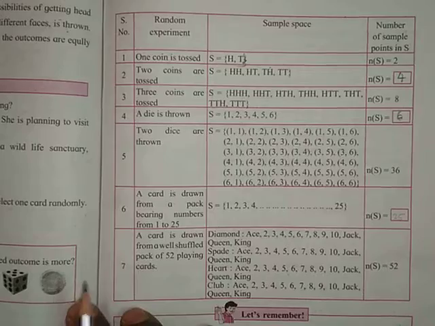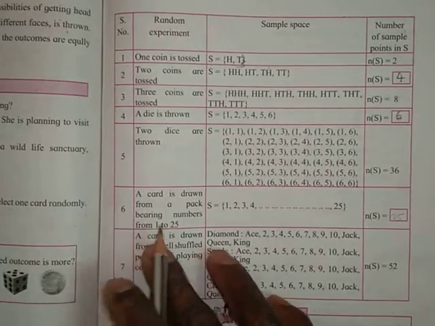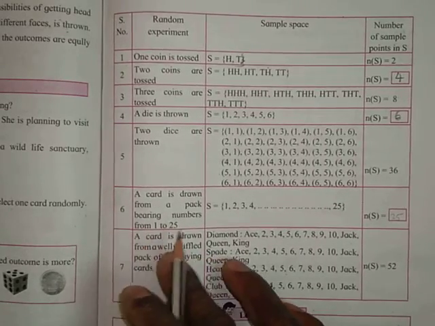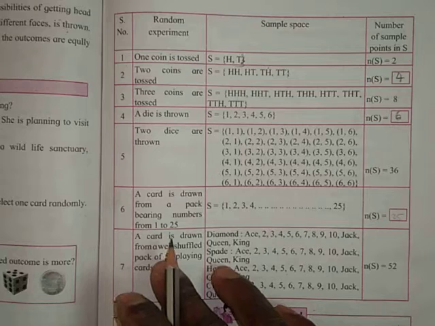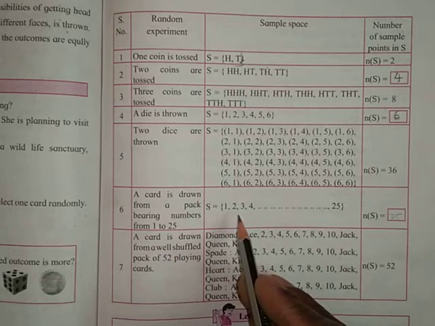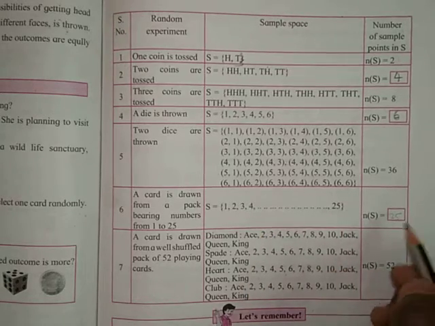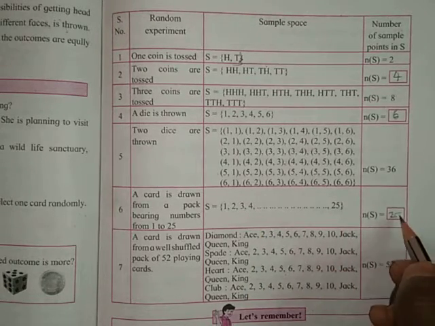The next experiment, a card is drawn from a pack bearing numbers from 1 to 25. Therefore, S is a set of 1, 2, 3, 4, and so on up to 25. Therefore, n of S equals 25.